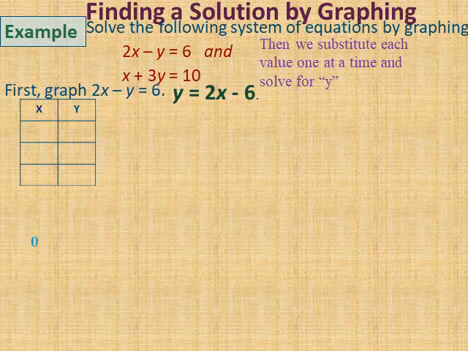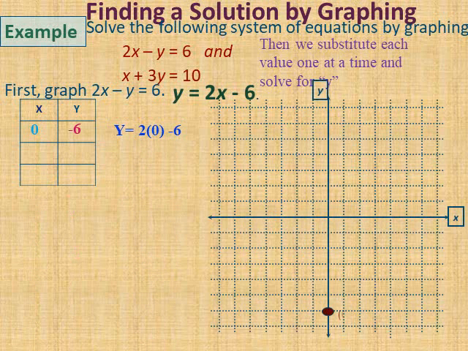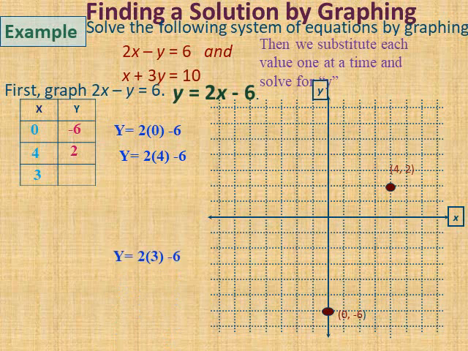Okay? Now, start with x and find the corresponding y. Put x equal 0. Y will be 0 minus 6, which is -6. Then the first point is (0, -6). Then put x equal 4. 2 times 4 is 8. 8 minus 6 equals 2. So the second point is (4, 2). Then for the third point, put x equal 3. 2 times 3 is 6, 6 minus 6 equals 0. So the third point is (3, 0).